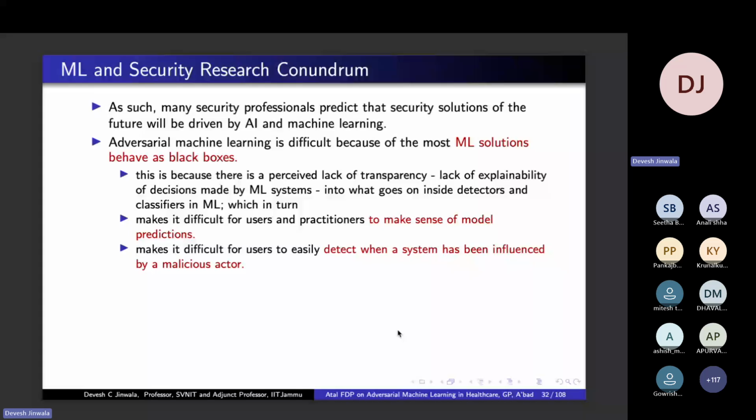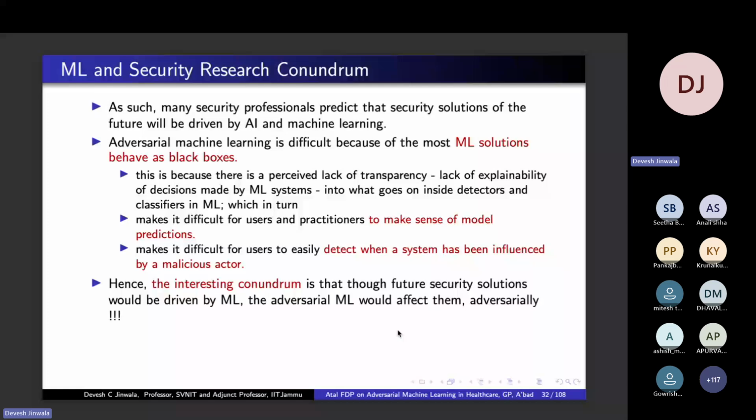then I would be able to devise a protection mechanism. Otherwise, if that model's weakness is somehow noticed by the attacker, then the attacker would try to misuse it. And therefore, it is difficult for users to actually detect when a system has been influenced by a malicious actor. So that is what is known as a conundrum or conflict. On one side, we want security solutions which are driven by machine learning. But when a security solution is driven by machine learning, mark my words carefully, the security practitioner would say that I don't understand what is happening behind the scene. And that makes this entire field pretty difficult.